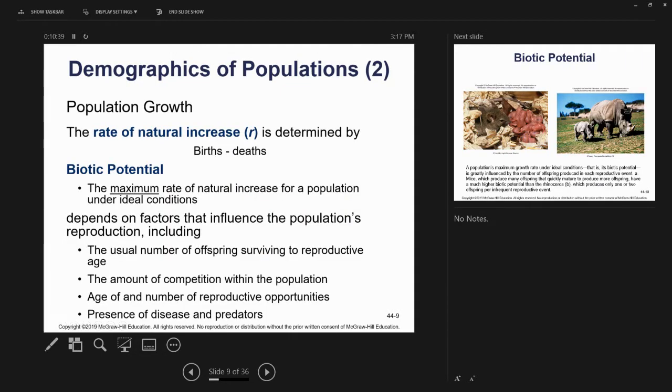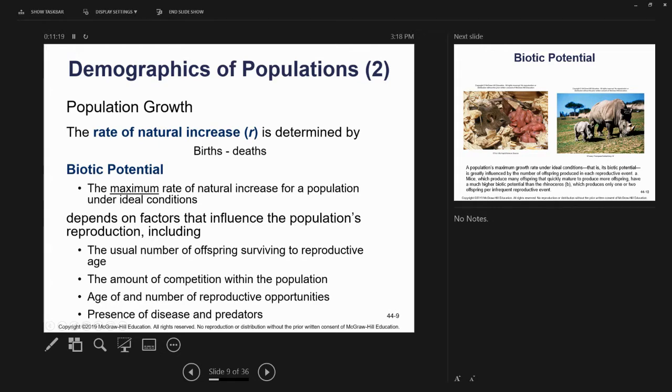The other thing we want to know about populations, beside their distribution or density and how they're distributed throughout the area we're interested in, is how fast they're growing. So population growth, we can look at the rate of natural increase. That in biology, in calculations, is designated by a lowercase r, and it's determined by the number of births minus the number of deaths. That's our rate of natural increase. The biotic potential is the maximum rate of natural increase. So if we have ideal conditions, nothing limiting births or deaths, we'll get our maximum growth.